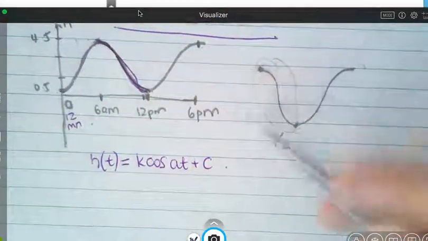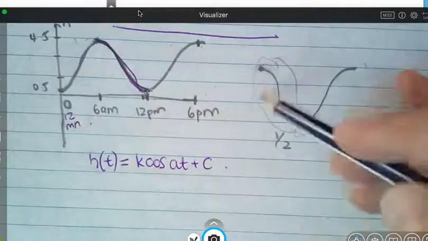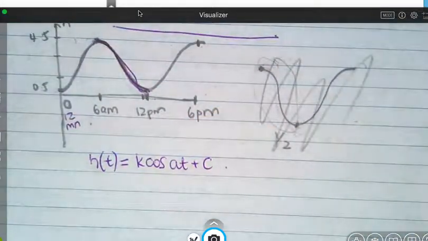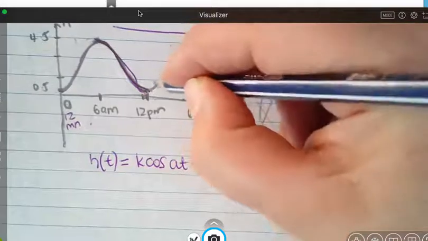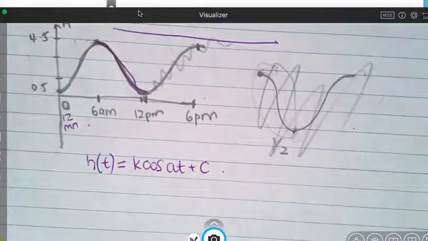So I'm not actually drawing it that way because they want 0 to be at midnight. So I've got to get rid of this. All right, and I don't need the rest of this. I don't need it. Okay. So the period is the time for one full curve.